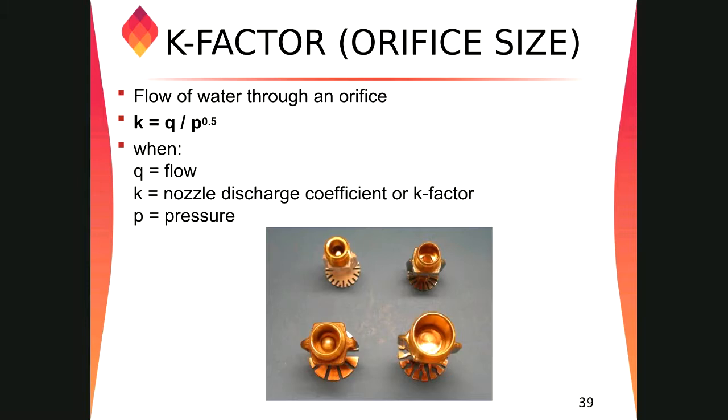Now we come to the K factor, or we can say the orifice size, which is represented by K. It tells us how much water will flow from the sprinklers and what the pressure requirement should be. So the pressure and the flow requirement will decide which sprinkler orifice we select.